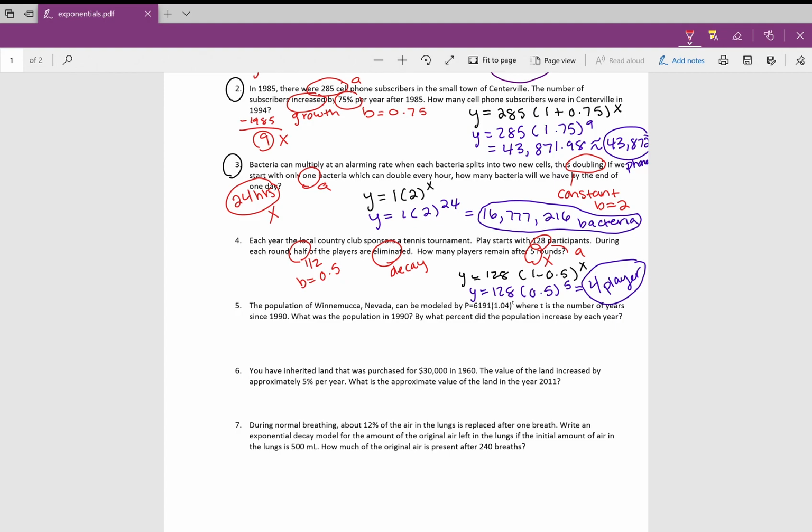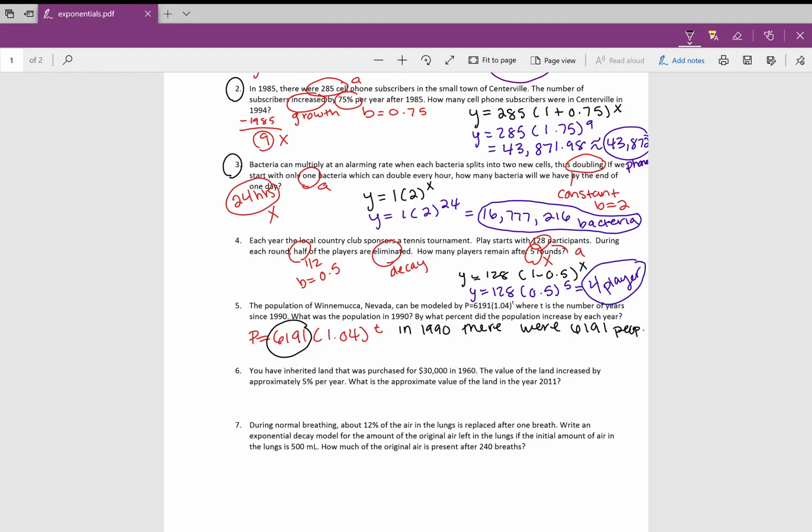So I'm going to rewrite the equation here. P is equal to 6191 times 1.04 to the T power. If this is representing the population in 1990, what did the population start with? So it's asking for our initial value, which is our A value. And we know our A value is always that number in front. So that means in 1990, there were 6,191 people.